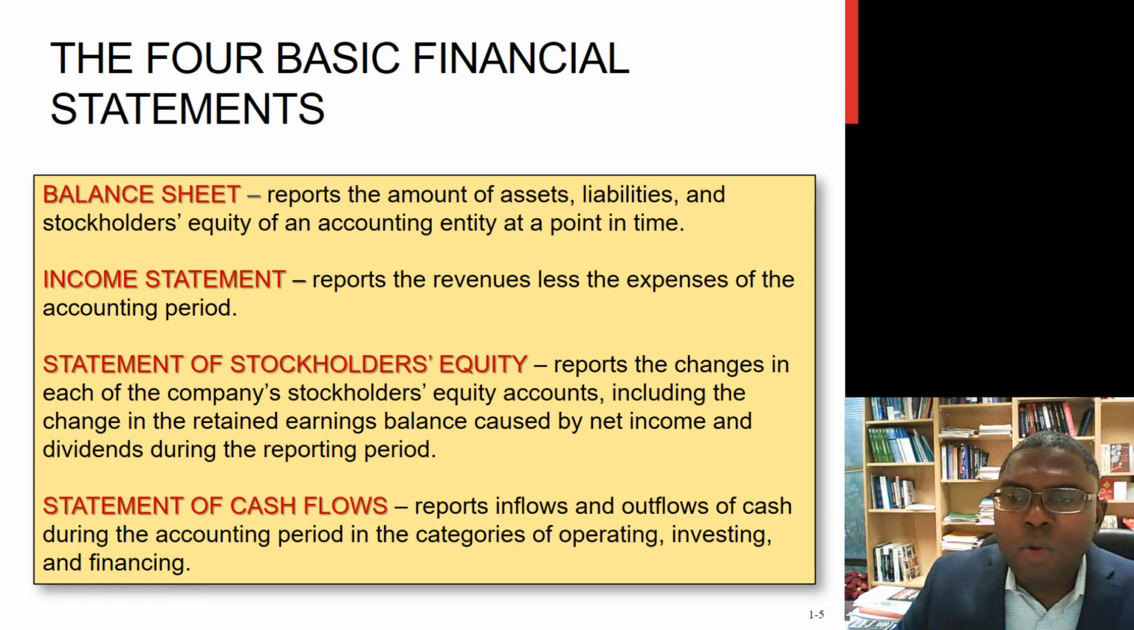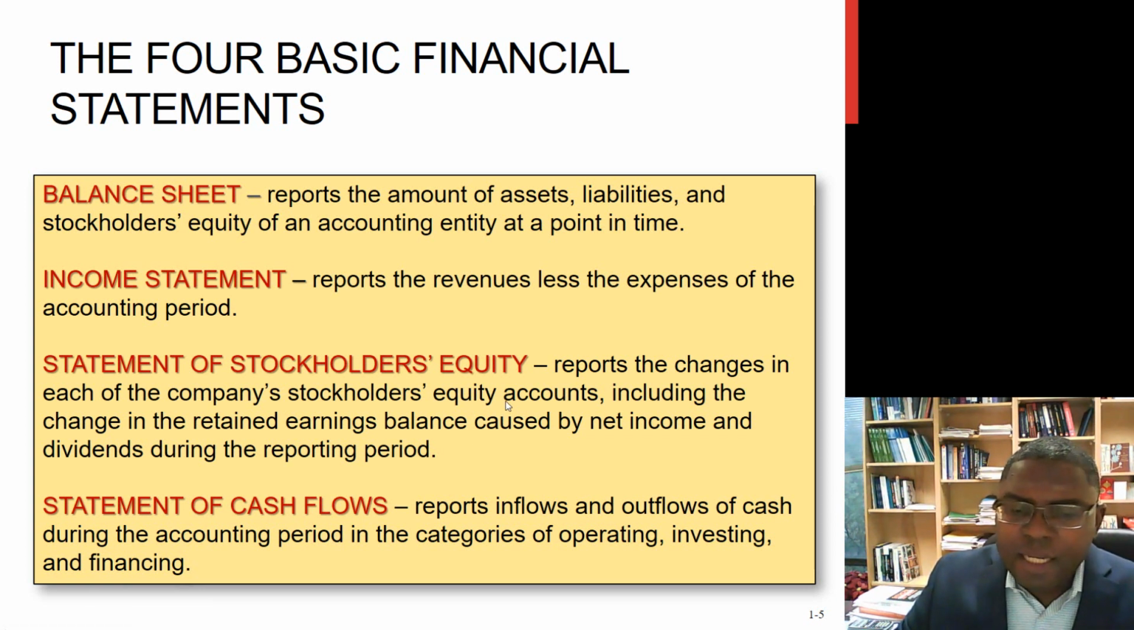We also have the statement of stockholders' equity. The statement of stockholders' equity reports the changes in each of the company's stockholders' equity accounts, and that includes changes in the retained earnings balance that are caused by net income and dividends during the year. So there are two major stockholders' equity accounts: common stock and retained earnings. Common stock is the amount that stockholders have invested in the business, and retained earnings is the earnings that the company has made for that year, but instead of distributing those earnings to stockholders as dividends, the earnings are retained. So the changes in retained earnings and common stock are reflected in the statement of stockholders' equity.